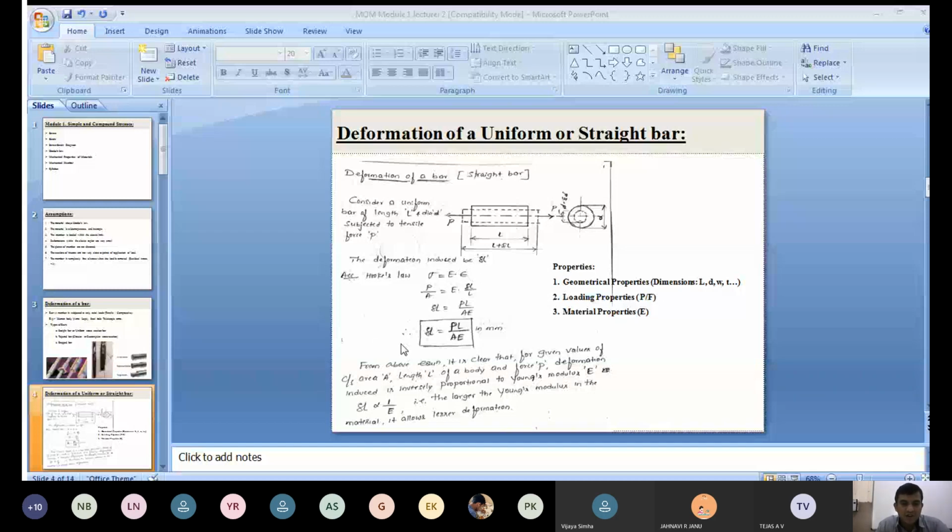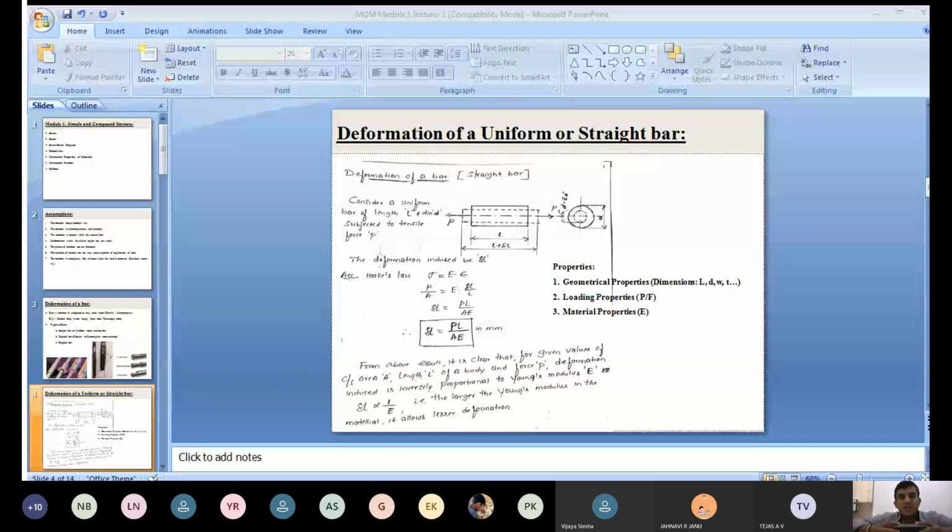Now you should remember this formula. The change in length of a bar is PL by AE. Now you can see the properties in this formula. What are the properties there? There are three different properties. One is the geometrical property. The geometrical properties are related to the geometry, the dimensions. What are the geometrical properties of a bar? One is the length, second is the diameter D or cross-sectional area A. Or if you take a rectangular bar, the length is a geometrical property, and also width and thickness. Those are the geometrical properties.